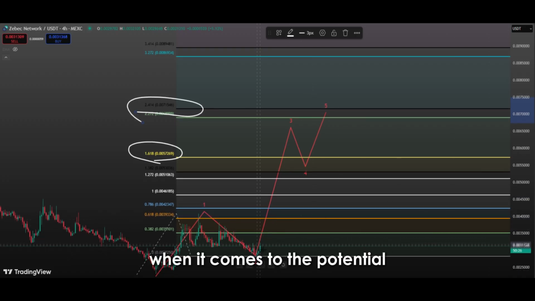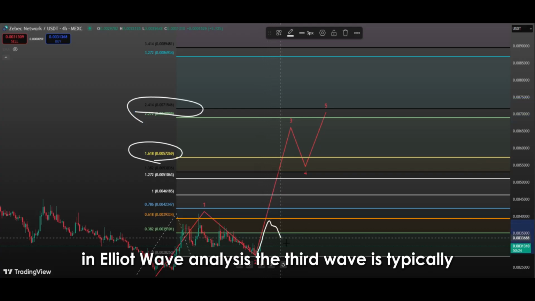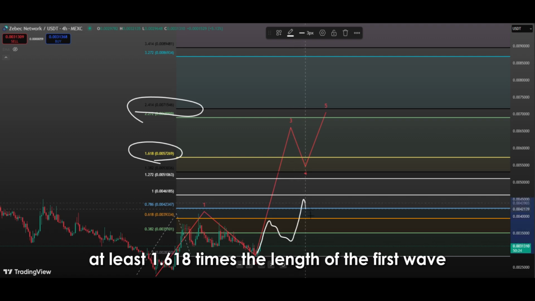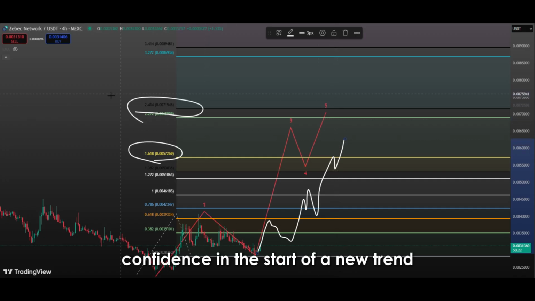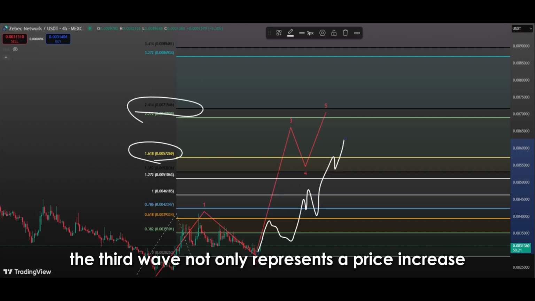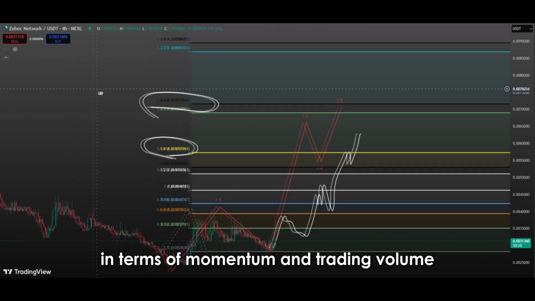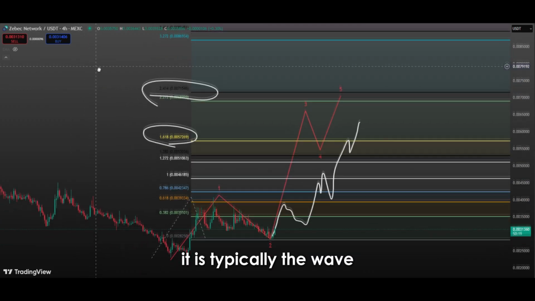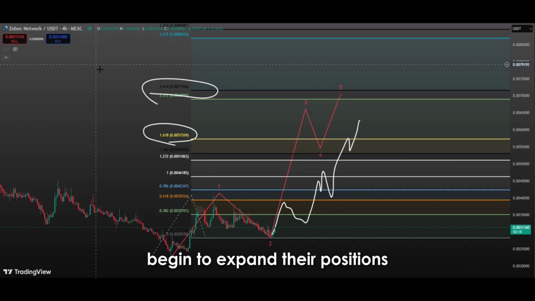When it comes to the potential targets of the 3rd wave, Fibonacci extension levels come into play. In Elliott wave analysis, the 3rd wave is typically at least 1.618 times the length of the 1st wave. This reflects market participants' confidence in the start of a new trend and the strength of buying pressure. Therefore, the 3rd wave not only represents a price increase, but also has the potential to peak in terms of momentum and trading volume. It is typically the wave where major players and institutional investors begin to expand their positions.